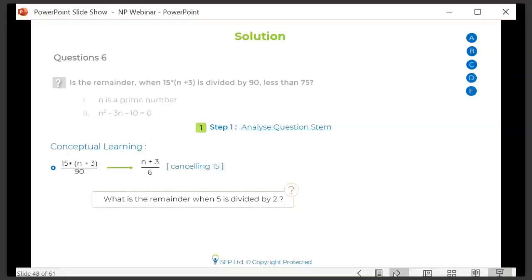Now, what is the remainder when 5 is divided by 2? If this is a simple question given to you, obviously I'm not looking for an answer because I know you know the answer. The answer in this case is 1, right? When you divide 5 by 2, the remainder is 1. Easy. Now, what is the remainder when 10 is divided by 4? If I divide 10 by 4, the remainder that I get is 2, because 4 into 2 is 8. However, what if I cancel 2 in the numerator and denominator and write it like this? In this case, the remainder that I get is 1, right?